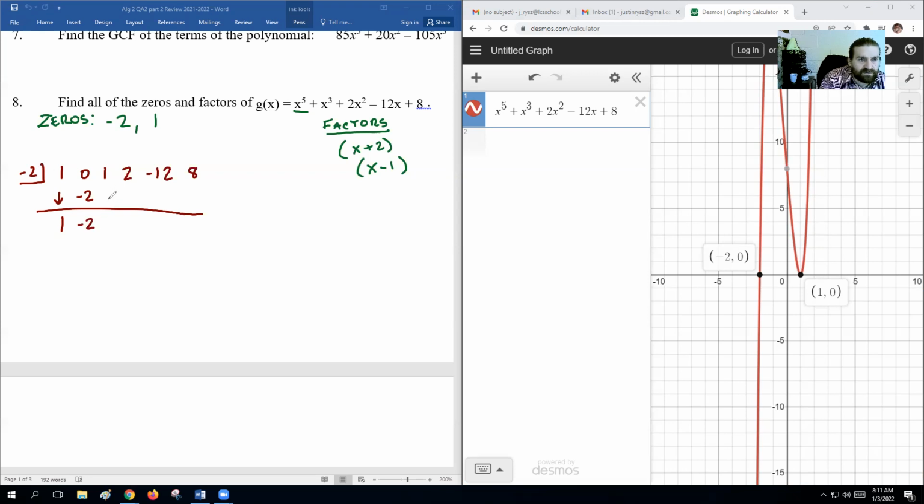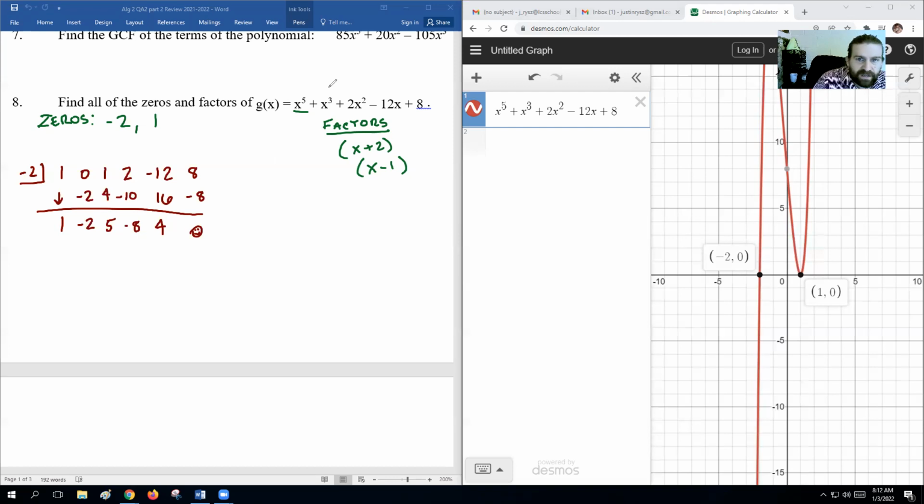-2 times -2 is 4. If we add that to 1, that's 5. 5 times -2 is -10. If we add that to 2, that is -8. -8 times -2 is 16. Positive, yep. If we add that to -12, that is 4. And 4 times -2 is -8, and that is 0. And that's happy because that is a 0 remainder. All right, so we dropped it down by 1.